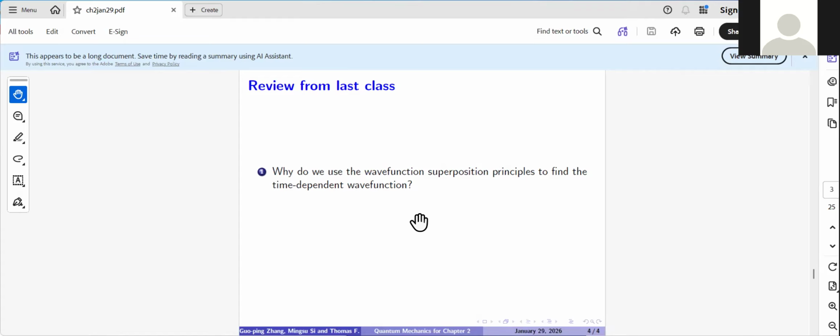You remember c1 phi 1 plus c2 phi 2, right? What are phi 1 and phi 2? What kind of states are they? Pure states. This is also called a pure state.